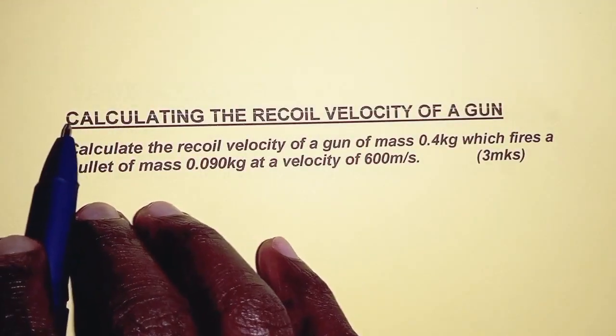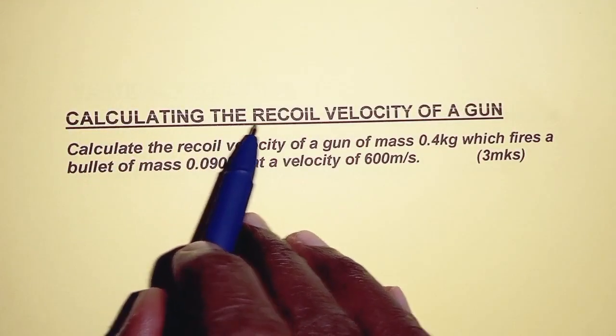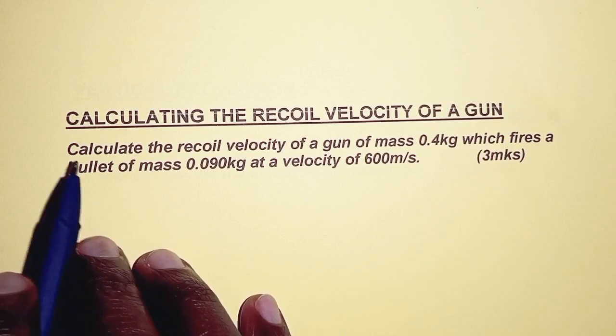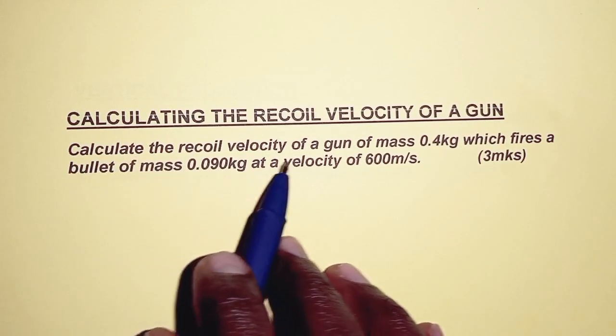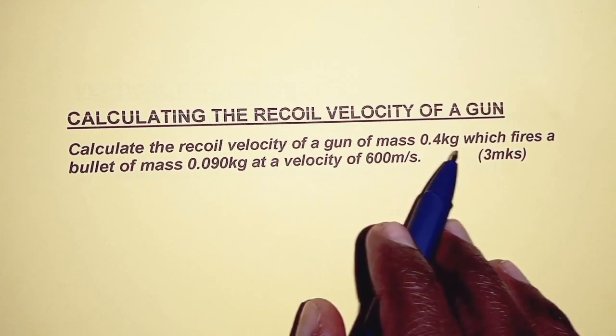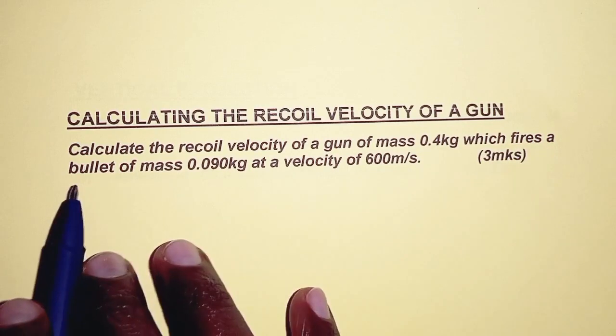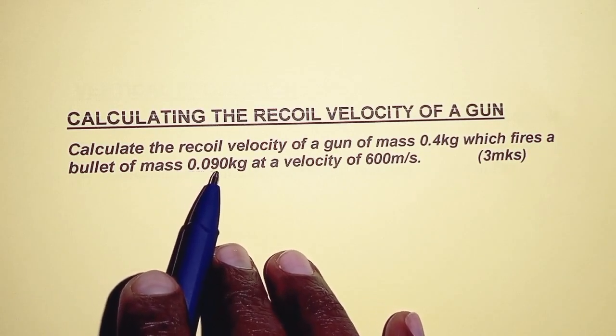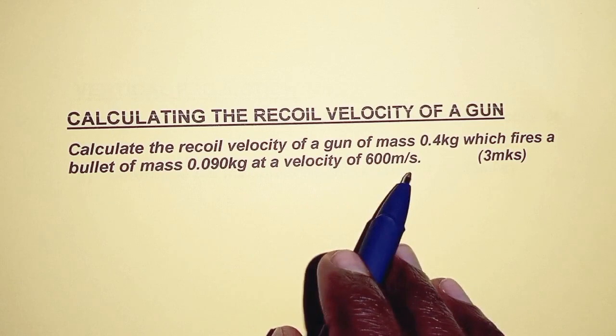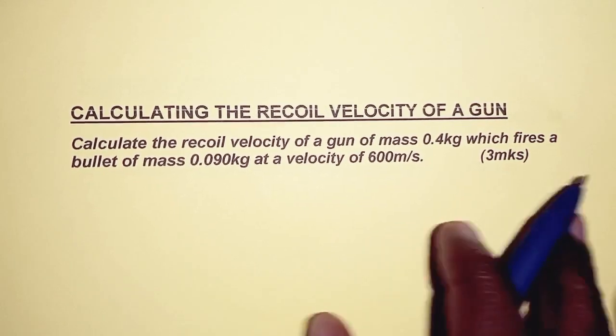In this video, we are going to learn how to calculate the recoil velocity of a gun. Calculate the recoil velocity of a gun of mass 0.4 kilograms, which fires a bullet of mass 0.090 kilograms at a velocity of 600 meters per second.